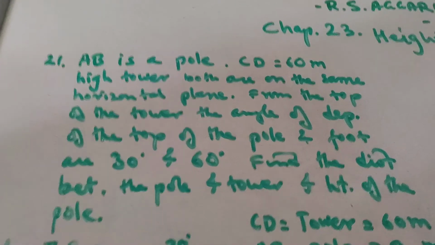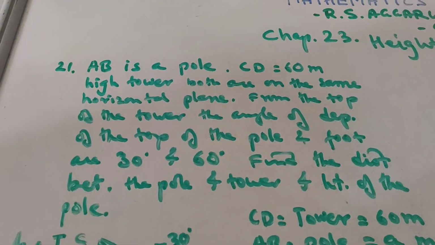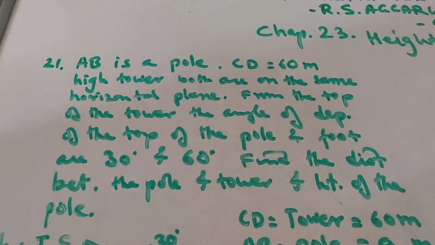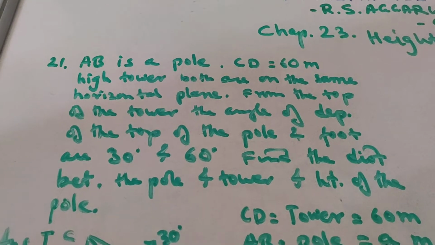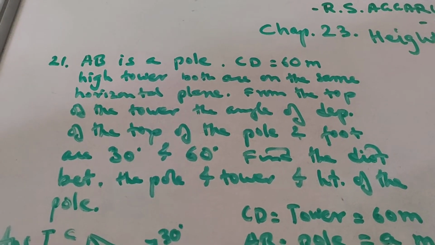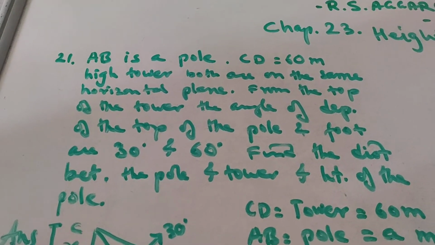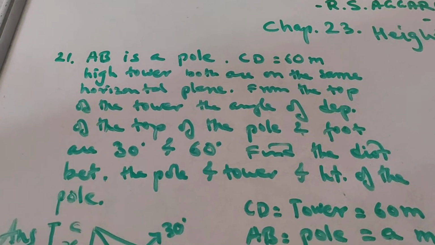AB is a pole, CD is a 60 meter height tower. Both are on the same horizontal plane. From the top of the tower, the angle of depression to the top of the pole and the foot are 30 degree and 60 degree. Find the distance between the pole and the tower, and the height of the pole.